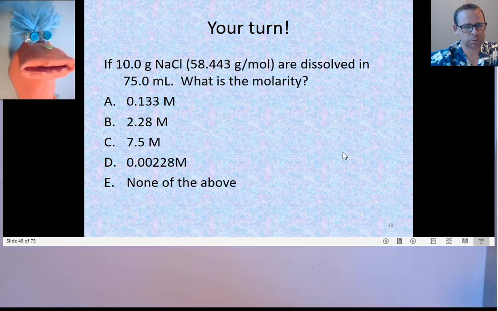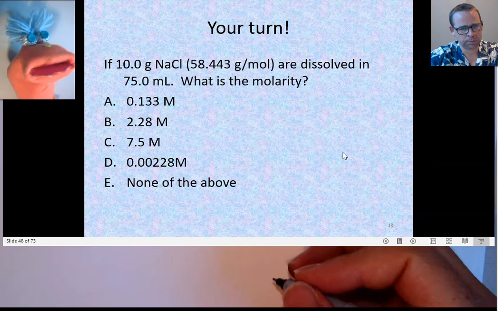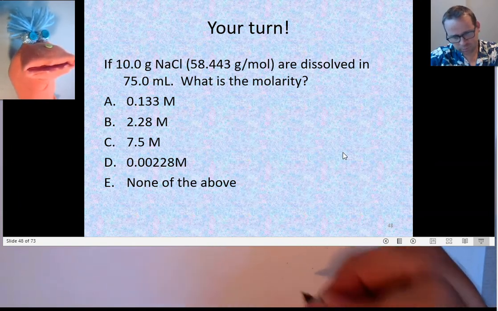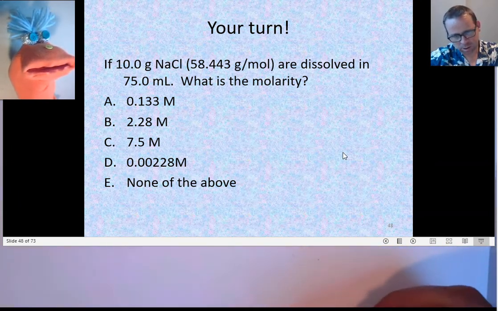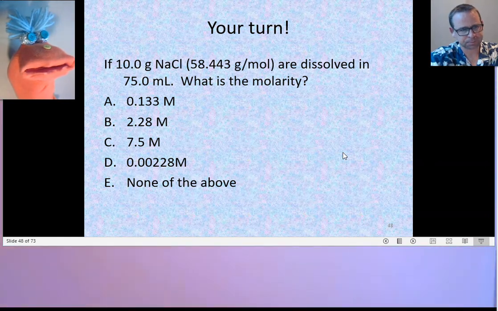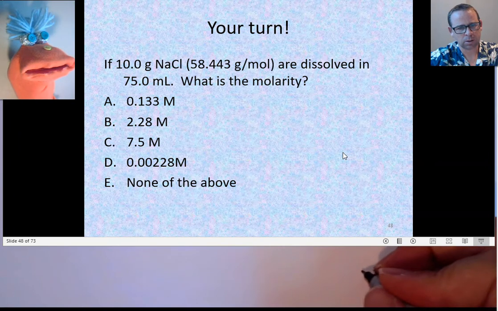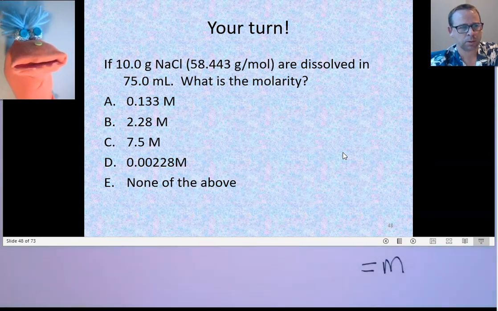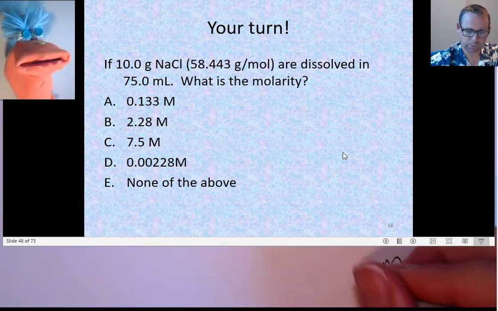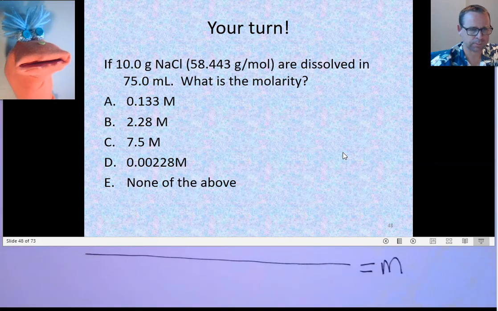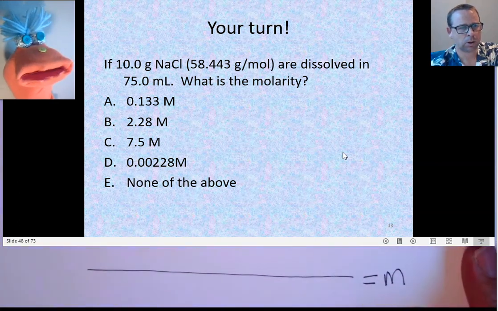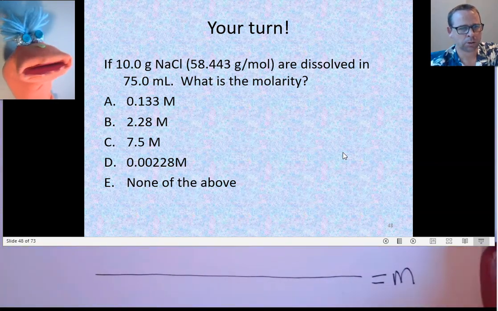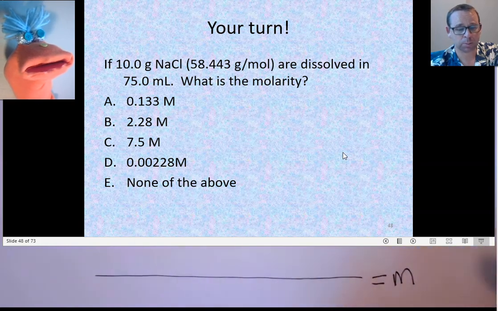What goes to the right of the equal sign? Molarity. Okay, now is it good for me to just write equal sign big M, molarity? Well, I don't know, is that bad? Well, what would be the problem with that? I think it's okay. It is okay. It's not a terrible problem.